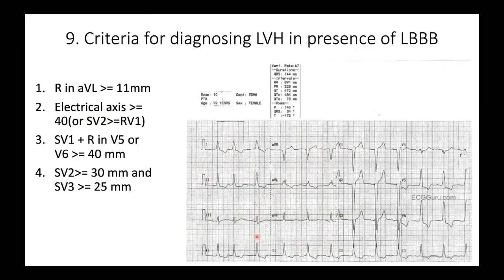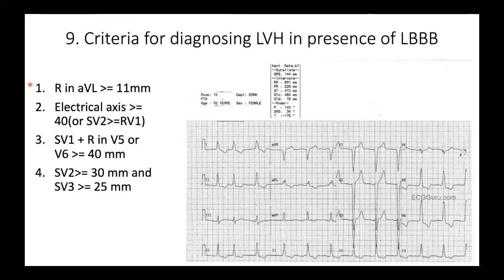So in presence of LBBB, if somebody asks you to diagnose LVH, it may not be very easy. In that case, you should always look at the R in aVL. If the R in aVL is more than 11 mm, it is very specific for diagnosing LVH in presence of LBBB.